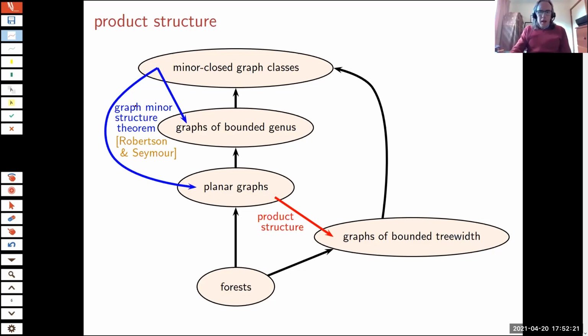Now, I claim that we really are describing planar graphs by something simpler. Graphs of bounded treewidth really are simpler classes than planar graphs.